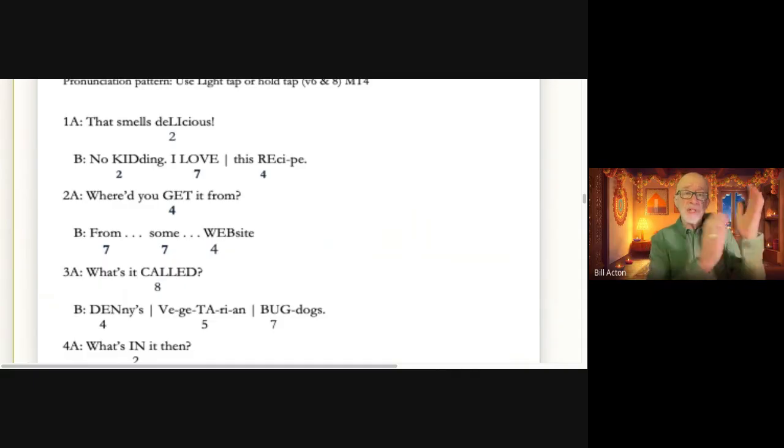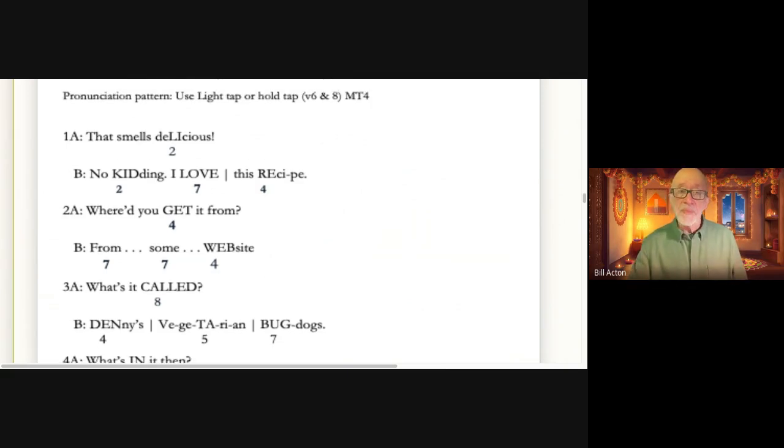So that smells delicious. No kidding. I love that recipe. Where'd you get it from? From some website. What's it called? Denny's Vegetable Bug Dogs, and so on. Go all the way through just with the MT4s, and then do it one more time. And in fact, you'll see this, we do this all the way through the course. We go back to the Tai Chi, right?